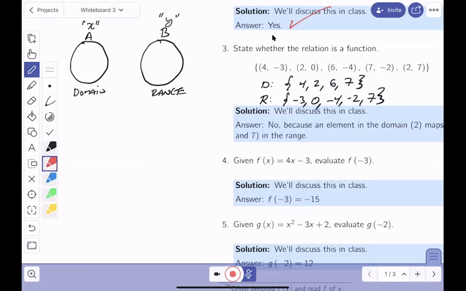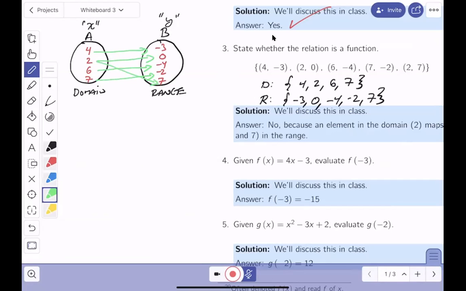So what's the domain? Let's write this down for you. It's 4, 2, 6, and 7. What's the range? -3, 0, -4, -2, and 7. Let's talk about the relationships now. 4 is related to -3. 2 is related to 0. 6 is related to -4. 7 is related to -2. Right? And last but not least, you have 2 again. And who's 2 related to? 7.